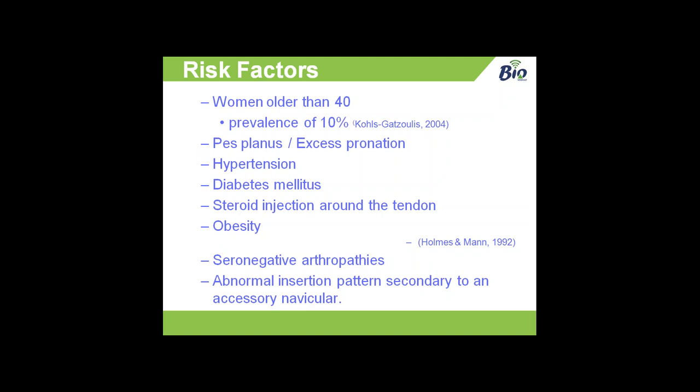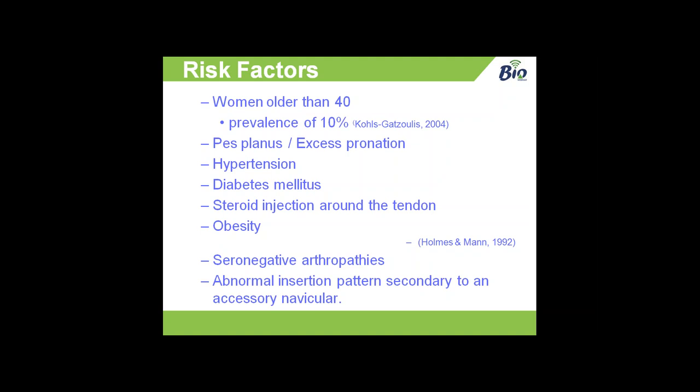So middle-aged women are most commonly affected. One paper suggested a prevalence of up to 10% in elderly women, and other papers have also suggested that the prevalence increases with age. So pes planus, flat foot, excess pronation, call it what you will, they're all marked in the literature as risk factors, if not a result of the problem. But if it's undiagnosed, this might be the first sign that there's a problem.